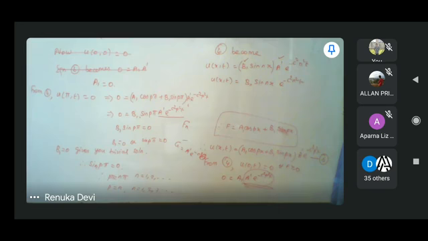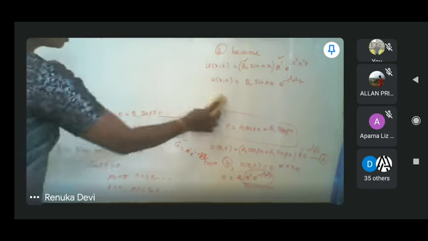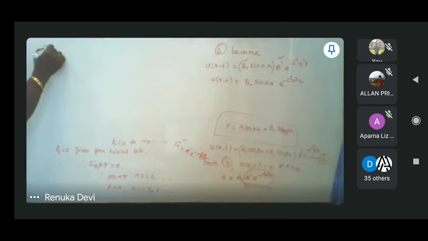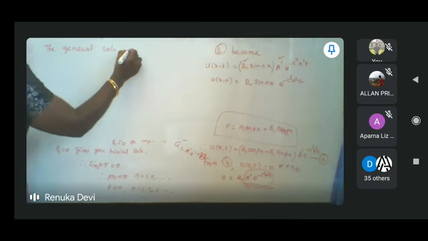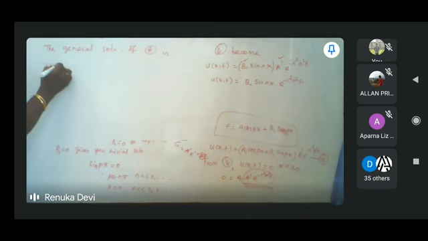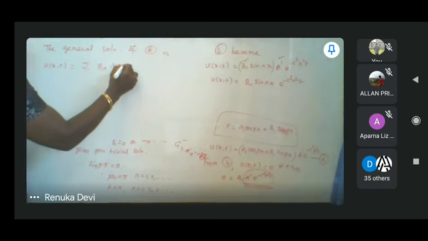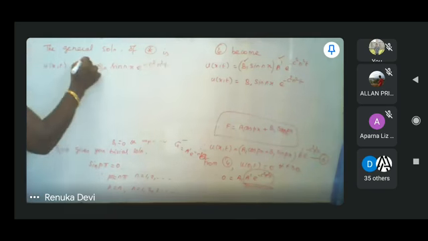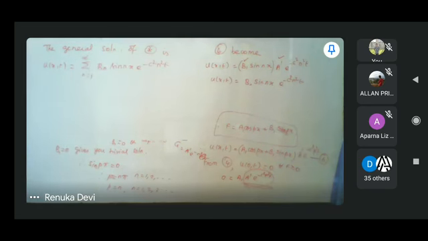For n equal to 1, 2, 3, etc. Thus, the general solution of star is u of x comma t equal to, by taking the summation, n equal to 1 to infinity. But u of x comma 0 is what you get when t equal to 0, this will become n equal to 1 to infinity bn sin nx, and e raised to 0 is 1.